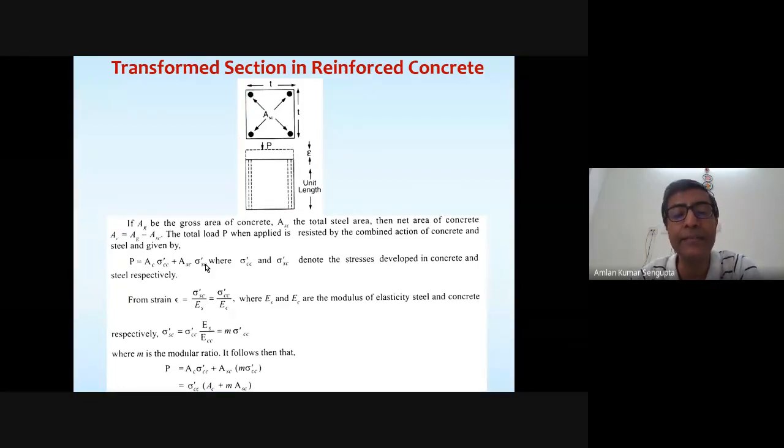The second principle is the compatibility of strains. These 2 materials, steel and concrete, are deforming together, and we are bringing that in, which is called compatibility of deformation in terms of strain. What we are writing is that the strain in the concrete is same as the strain in the steel, or let me put it the other way, the strain in the steel is same as the strain in the concrete around its vicinity. This is called the principle of compatibility.